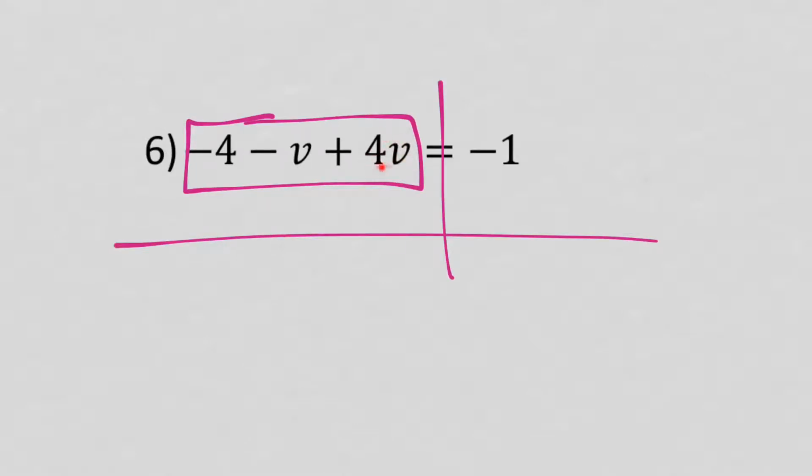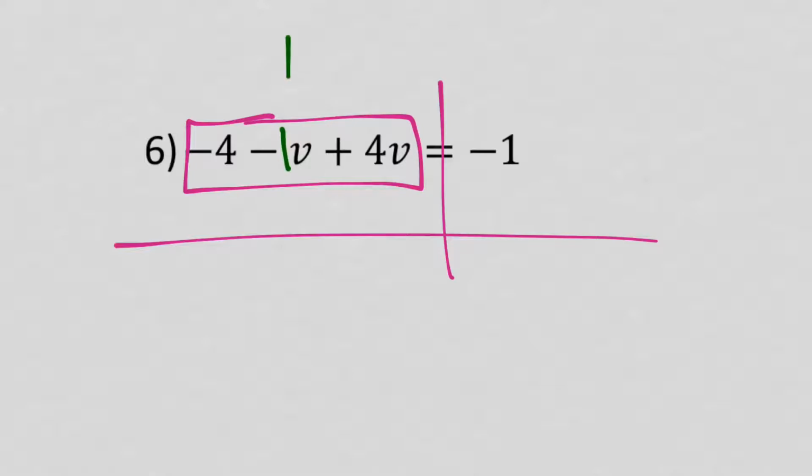Number 6, I can combine like terms on the left side of my equal sign. So on the left side, you're going to notice that this 4 is positive. He has a v. This guy, this negative 4, is not like terms with this positive 4 because he doesn't have a v. But this guy does have a v. So these two are like terms.